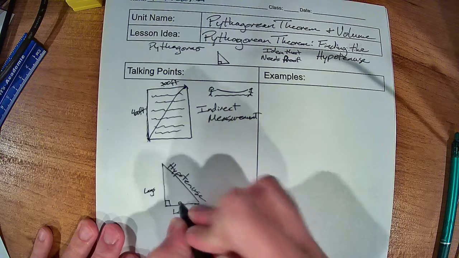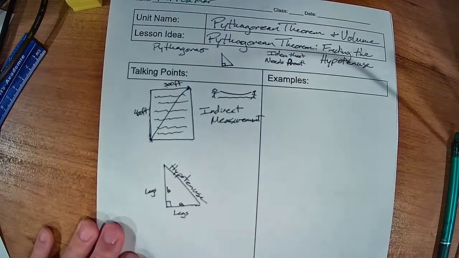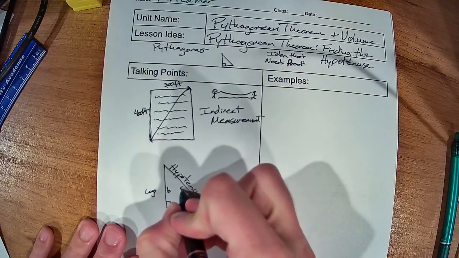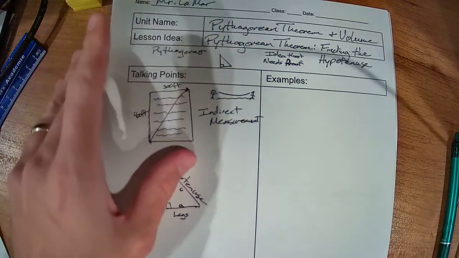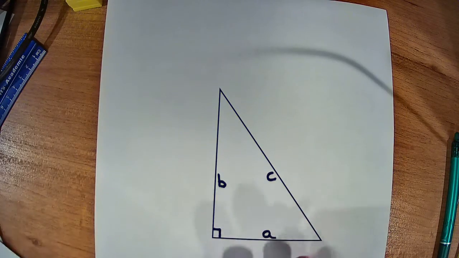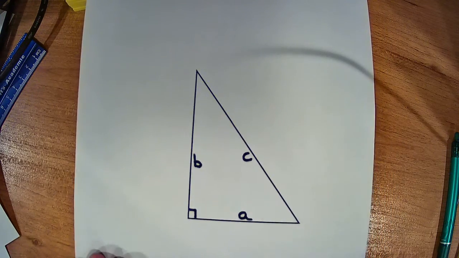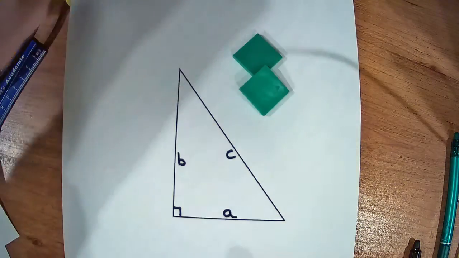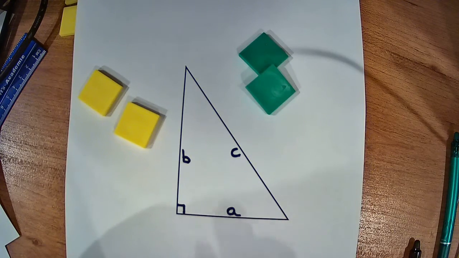We'll name the two sides that make up the right angle A and B, and we'll call the hypotenuse side C, just to make things easy. As it so happens, I've got a triangle done up, and here's what I want to do. I'm going to take this right triangle, and we're going to use some square blocks that I've got here to measure this triangle, and we'll see what happens.